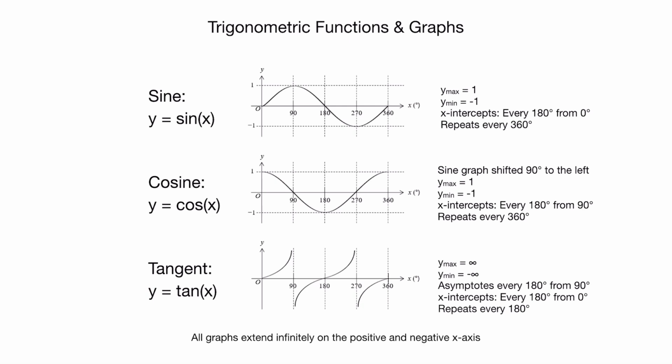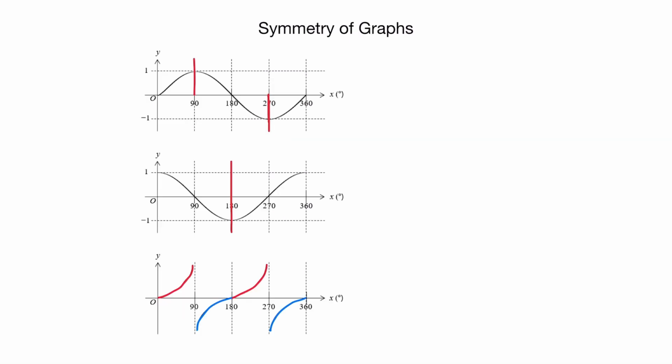Now, all of these graphs extend infinitely on the positive and negative x-axis. That means they will infinitely extend into the negative x. So between minus 360 and 0, you will have the same shape of all these graphs. And from minus 720 to minus 360, again, the same shape. Same for the positive x-axis. These just extend infinitely across the x-axis.